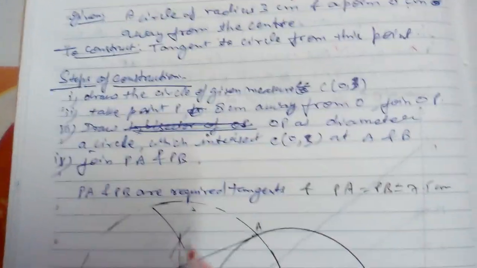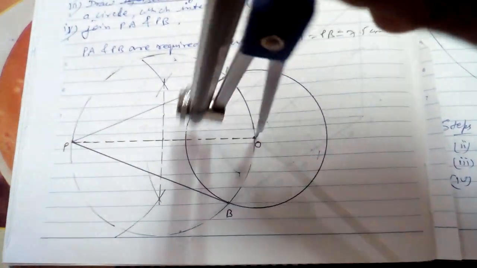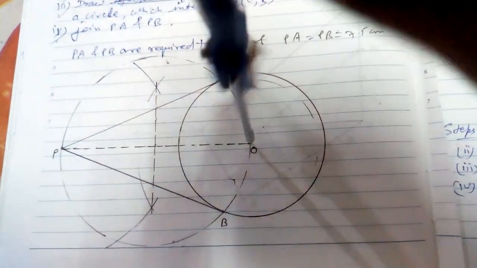Step one, first of all, you draw a circle. How will you draw a circle? Take a radius of 3 cm and draw a circle at O. It is a circle of radius 3 cm.